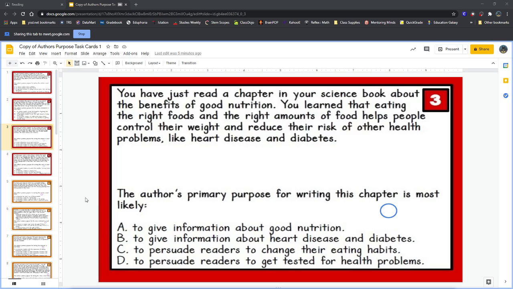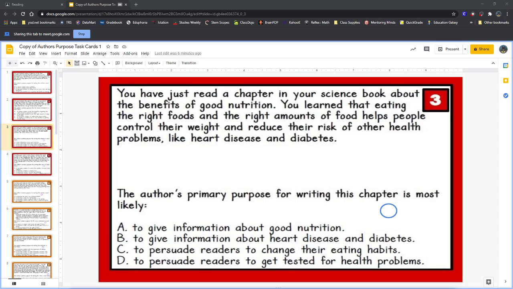All right, so let's look at those answer choices. A, to give information about good nutrition. B, to give information about heart disease and diabetes. So between those two answer choices, Ezekiel, what do you think they're giving us information about? About good nutrition, or like Christopher said, good healthy food? Or are they giving us information about heart disease and diabetes? What do you think their focus was on? Answer choice A. I'd agree with you there, Ezekiel.